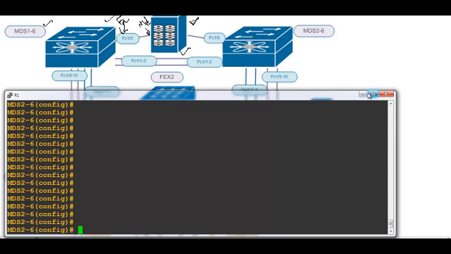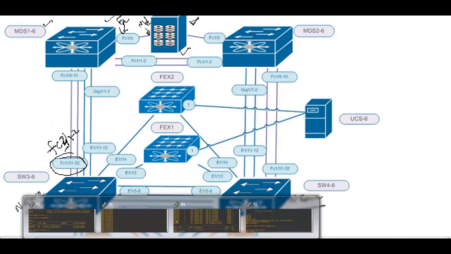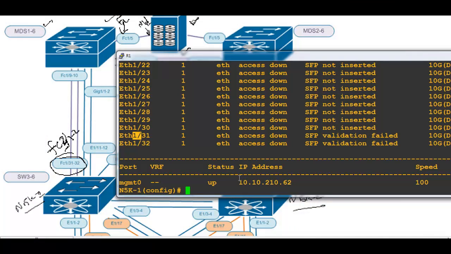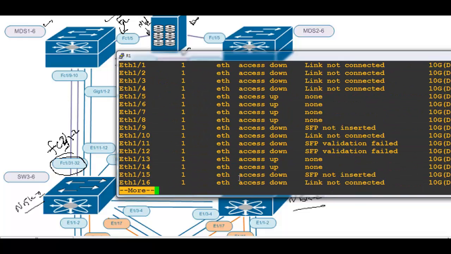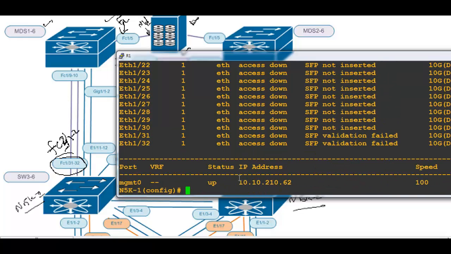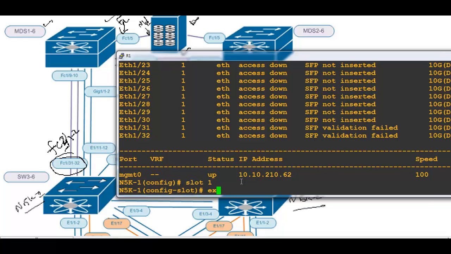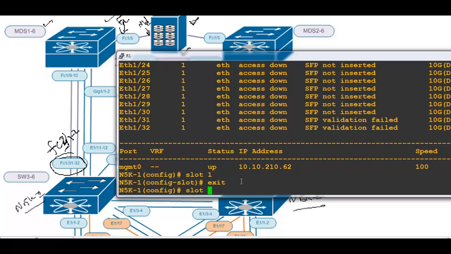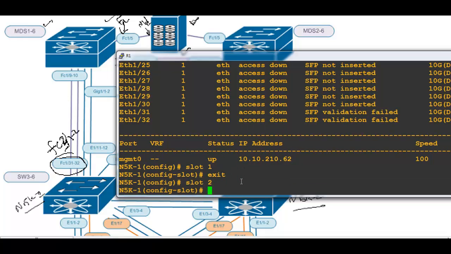Oh come on! I'm in MDS2. I'm very sorry. We are here. Show interface brief. Okay. So we have given the slot command. We gave slot 1, right? We gave slot 1. Likewise, you can also give slot 2. Slot 2, if it is there, see, it is accepting the command, though slot 2 is not there.